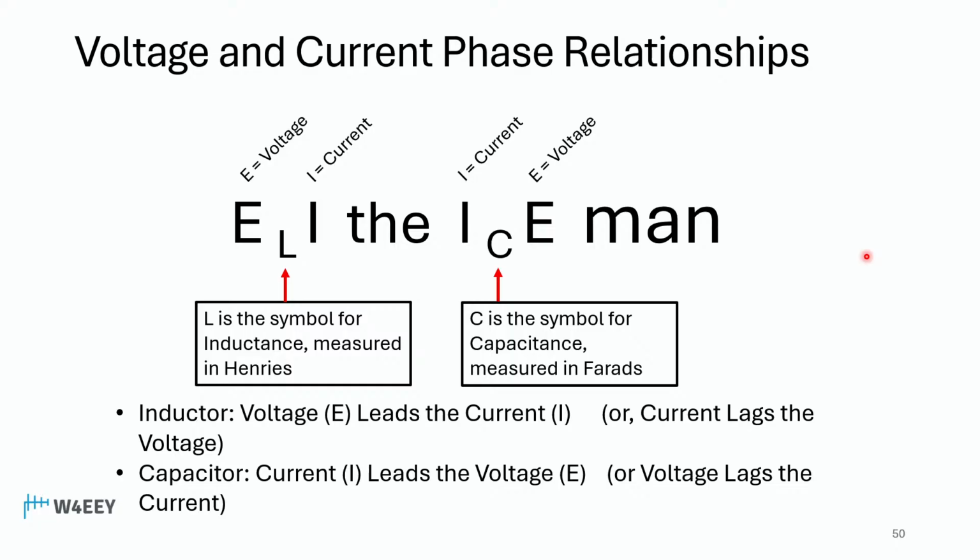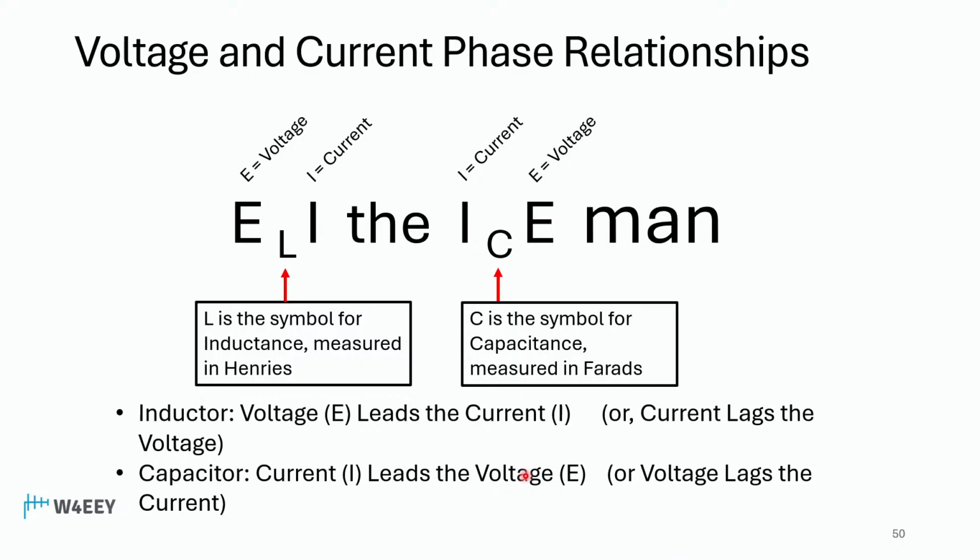Now, I don't know about you, but I've looked at this for a long, long time, and I still can't do it in my head. If I need to figure out if voltage is leading or current is leading, I have to write down ELI or ICE and then look at the word, and then I know I've got it right. Because there are 4 different ways this can happen: capacitive lead and lag, inductive lead and lag. So I'll just share that.